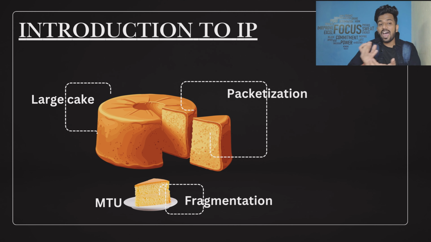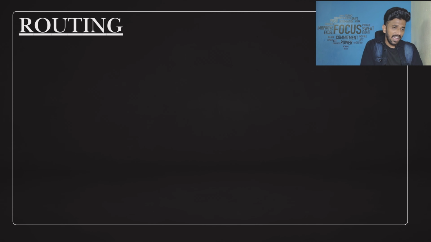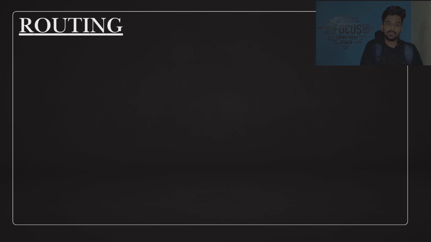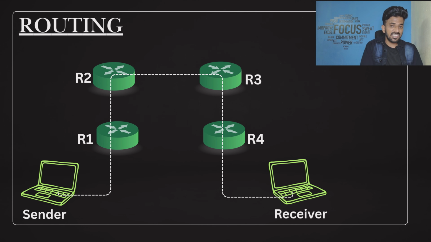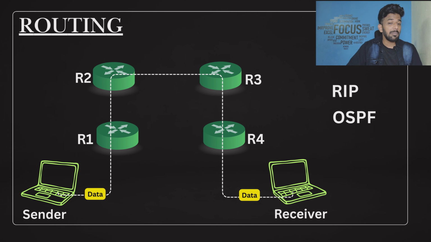Now let's move to another function, that is routing. Once the data is split into packets, IP decides the best path for these packets to travel across multiple networks. This is done with the help of routing protocols. We have different routing protocols: RIP, OSPF, and BGP, and we use routers. These find the best path from the source to the destination. This is also one of the functions of IP.